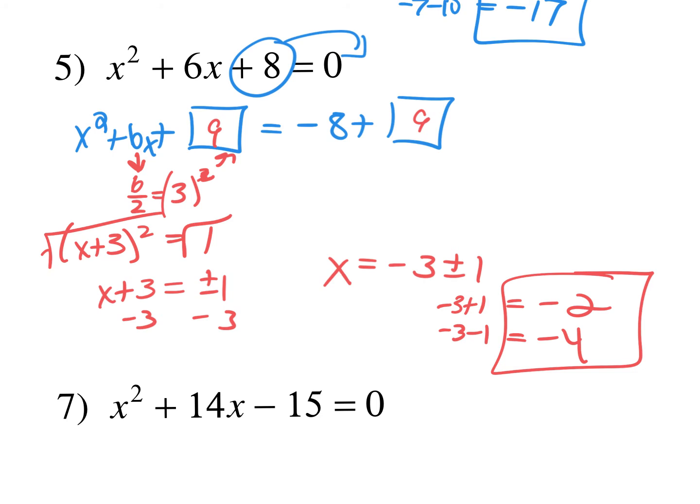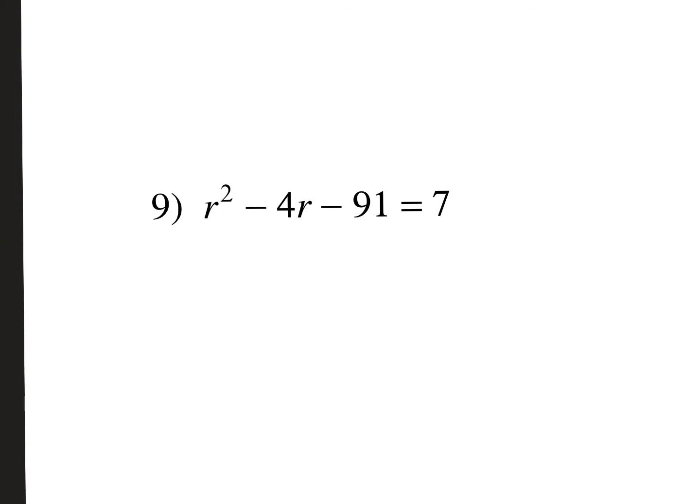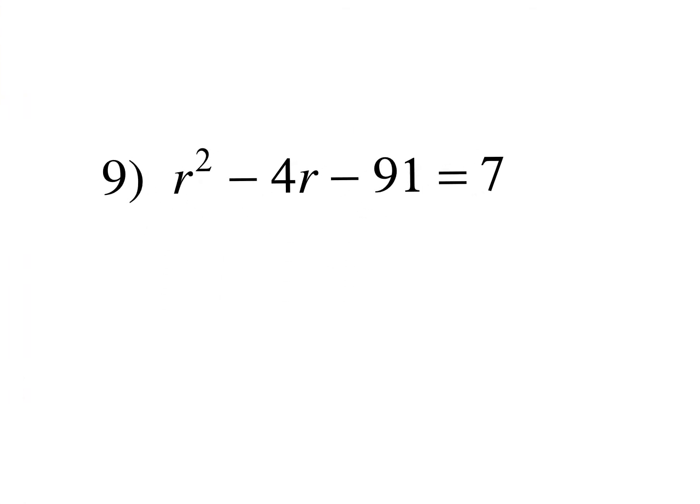Is 7 going to work out nice and pretty? Factors of 15 that will multiply to give me negative 15, but add to give me 14. 15 and negative 1, yeah, there you go. All right, let's look at 9. 9's a little different. How is 9 a little different?